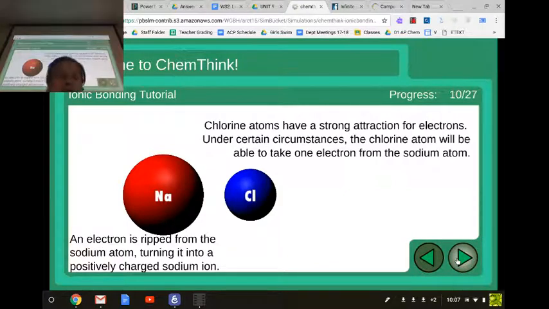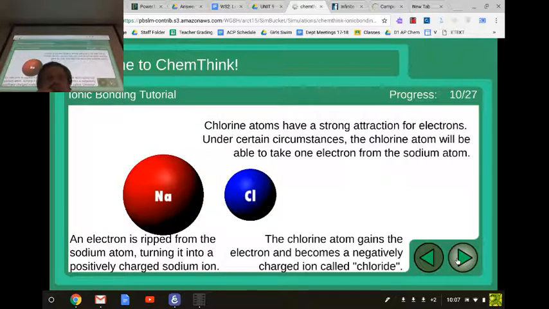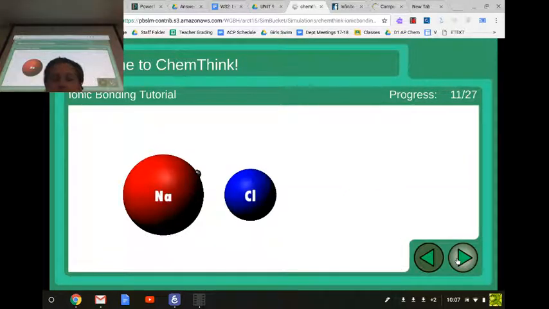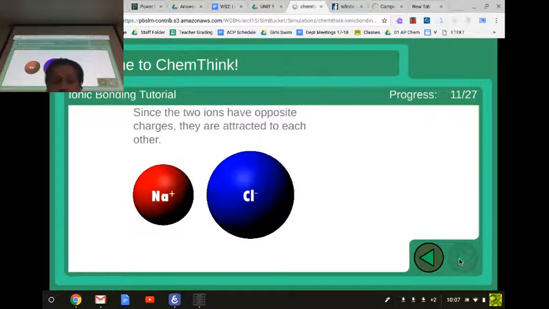As an electron is ripped away from the sodium atom, it becomes a positively charged sodium ion. And the chlorine atom gains a negatively charged electron, so it becomes what we call the chloride ion. So what that actually will look like is this. Oops, I should go back.